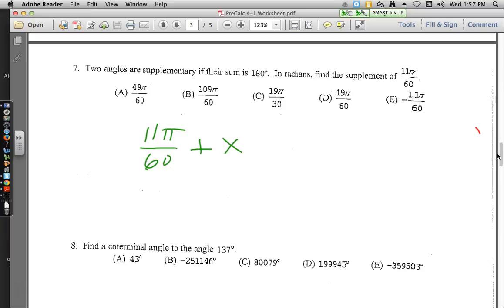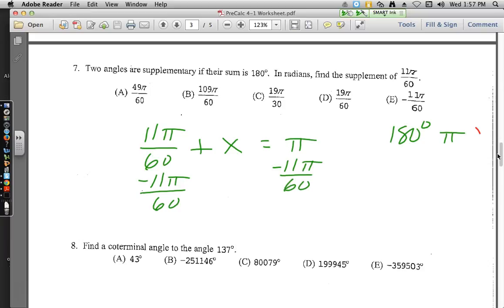We want to add some angle in radian measure and get 180 degrees. Well, 180 degrees is a straight angle, and that's pi radians. So we want this to be pi. So we would have to subtract 11 pi over 60 from both sides. And again, because we are working in radians, we do need to think in fractions and say, all right, I would need pi over 1, but I need it with a 60.